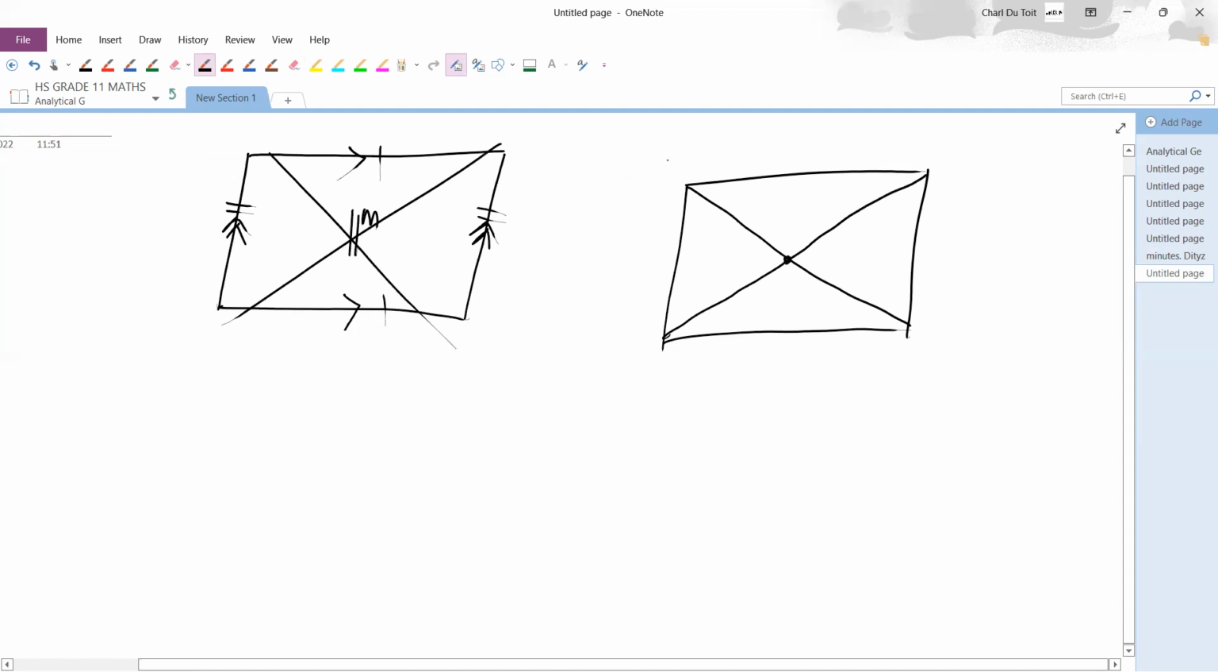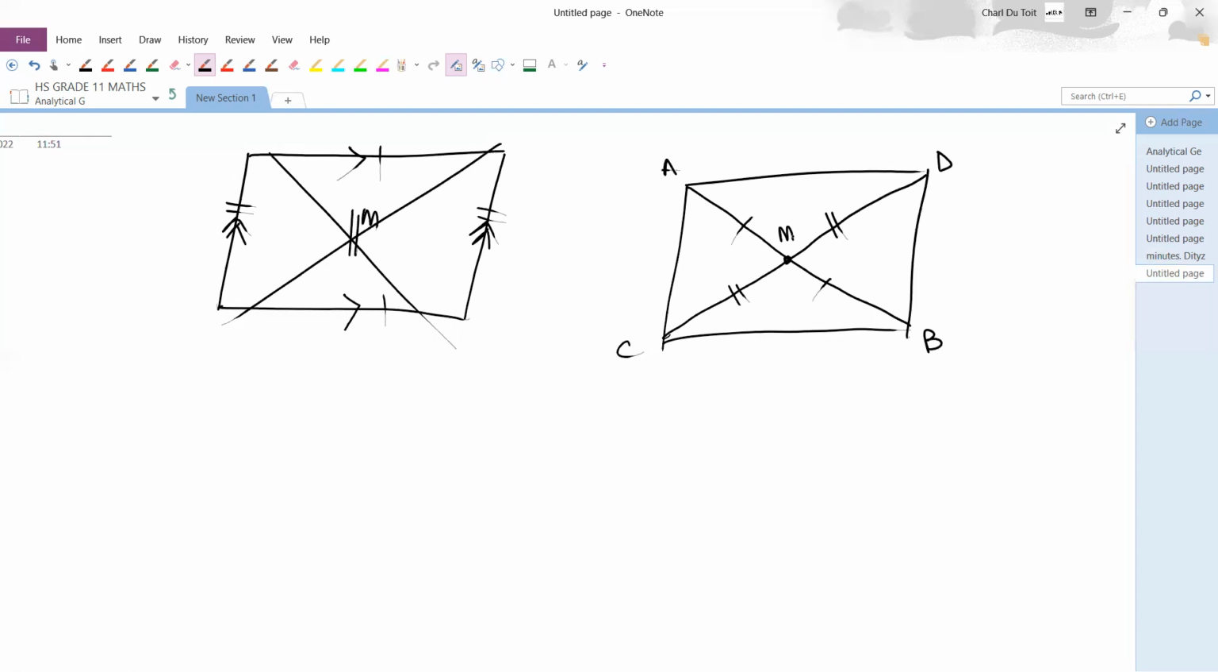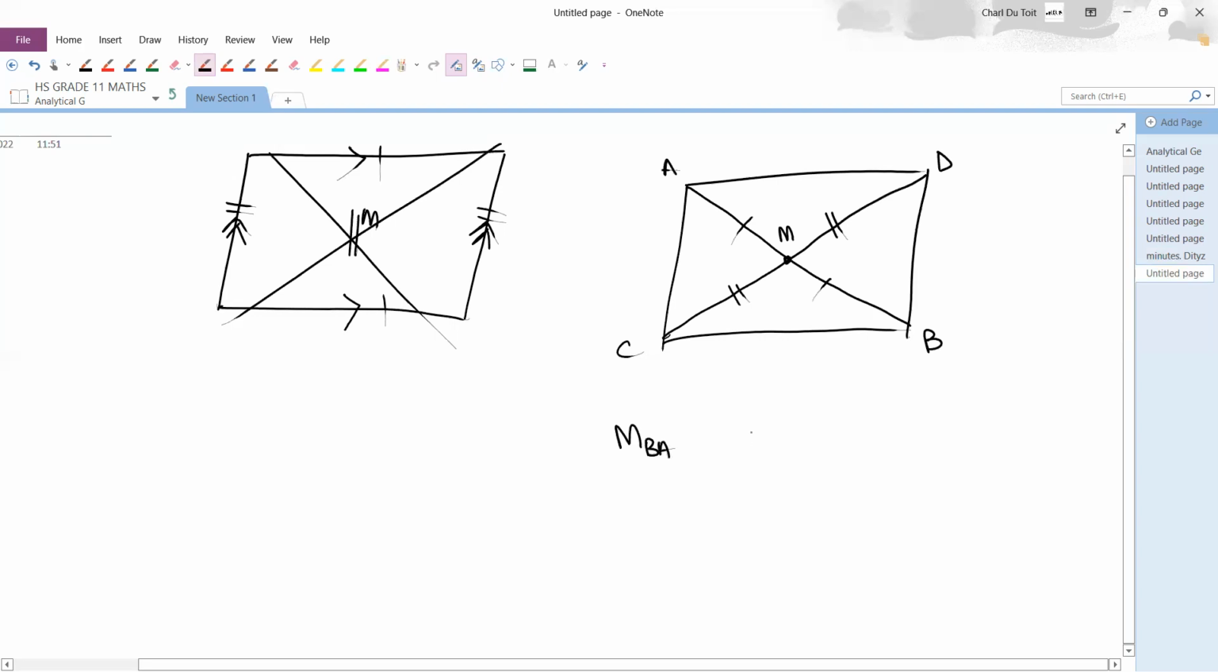So the midpoint of the line, they are equal. And the midpoint of D and C is exactly on the same spot. So the midpoints of the diagonals are equal. In other words, if you have a parallelogram and you work out the midpoint of AB and you get a value, that must be the same as the midpoint of CD. If the midpoints are the same, then that is the parallelogram.